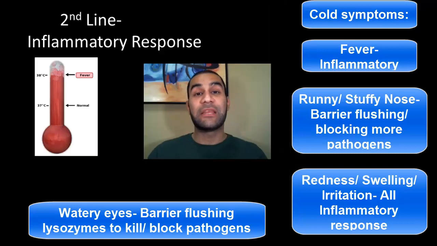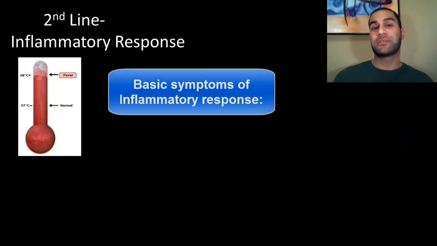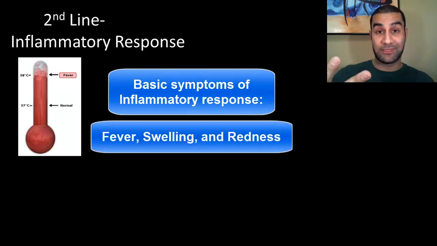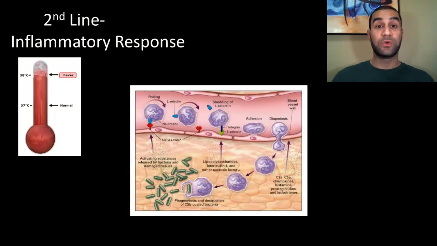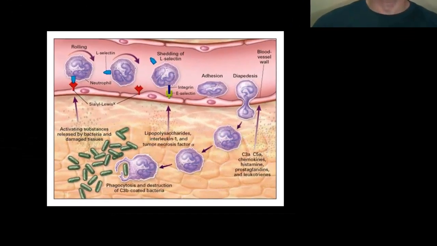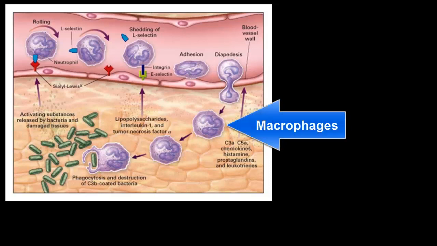And your second line of defense, with the inflammatory response, tries to do whatever it can to make that cold uncomfortable and not able to replicate the way it needs to. So the basic symptoms that come with the inflammatory response are fever, swelling, and redness. All of those are caused for a reason. The fever increases the temperature of the body, makes it uncomfortable. The swelling and redness both have to do with what your cells are doing to try to fight off this infection. So the cells that are involved in your inflammatory response are typically known as macrophages.